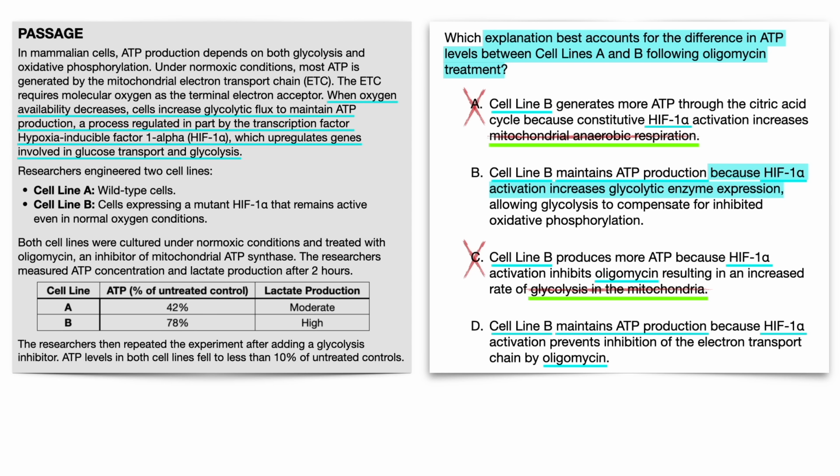There's a sentence in the first paragraph that regards maintaining ATP production and says HIF-1 alpha, which upregulates genes involved in glycolysis, which is saying the same thing as in answer choice B. That same sentence also says when oxygen availability decreases, cells increase glycolytic flux, which is on point with allowing glycolysis to compensate for inhibited oxidative phosphorylation in answer choice B.